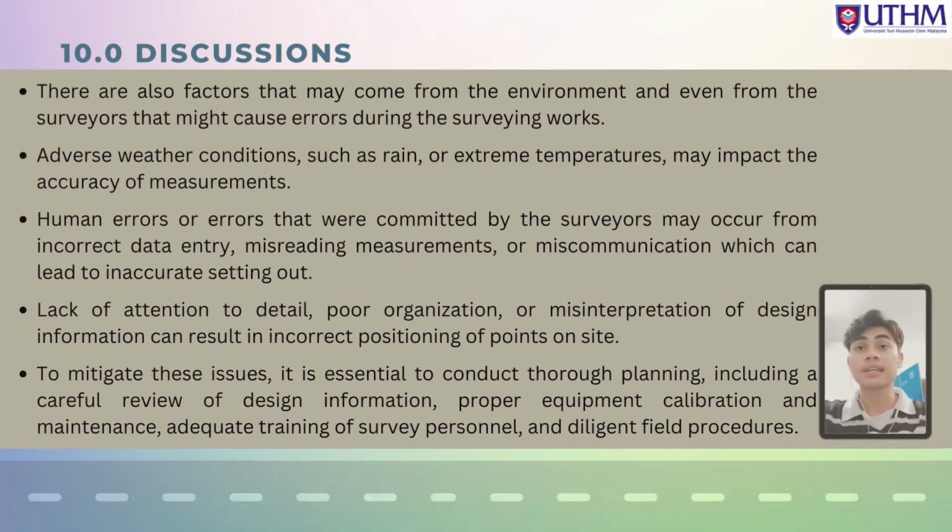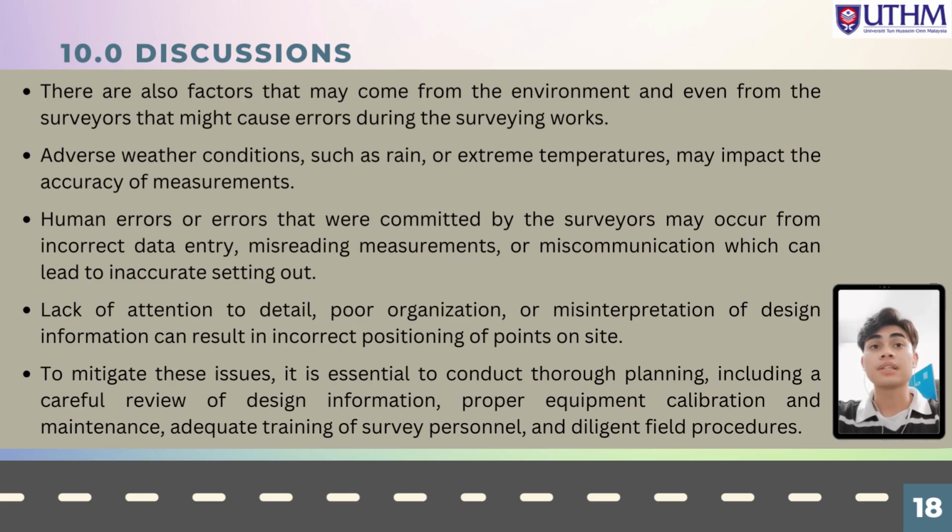Equipment malfunction, calibration errors, or inadequate training in using the equipment can lead to inaccurate measurements and inconsistencies in setting out survey. Besides that, there are also factors that may come from the environment and even from the surveyors that might cause errors during the surveying works. Adverse weather conditions such as rain or extreme temperatures may impact the accuracy of measurements. Human errors or errors that were committed by the surveyors may occur from incorrect data entry, misreading measurements, or miscommunication, which can lead to inaccurate setting out. Lack of attention to detail, poor organization, or misinterpretation of design information can result in incorrect positioning of points on site. Thus, to mitigate these issues, it is essential to conduct thorough planning, including a careful review of design information, proper equipment calibration and maintenance, adequate training of survey personnel, and diligent field procedures.